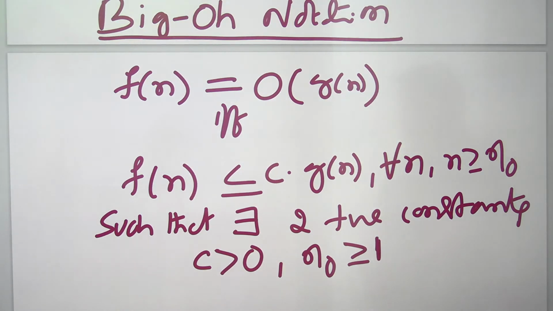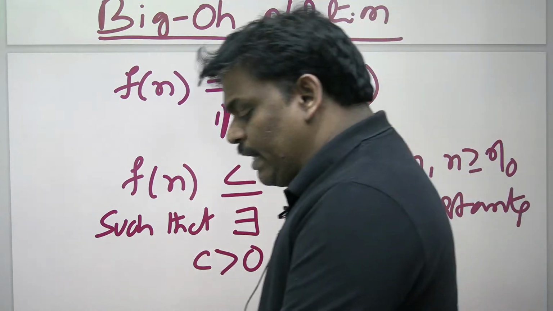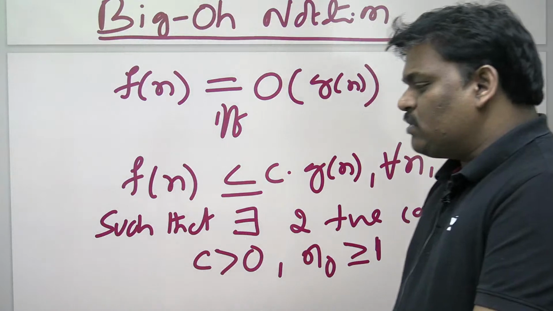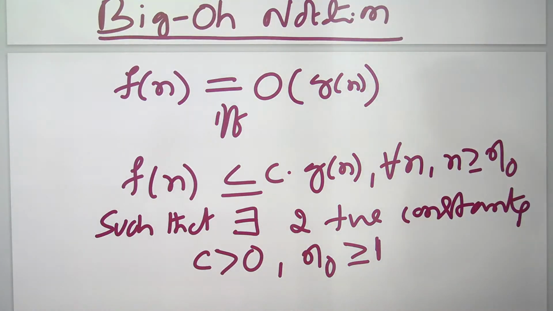Next one, what is theta? If big O and omega are both satisfied, then theta. Just now I am giving the definition only. I will explain within a few minutes with some examples also. You will get the clarity.